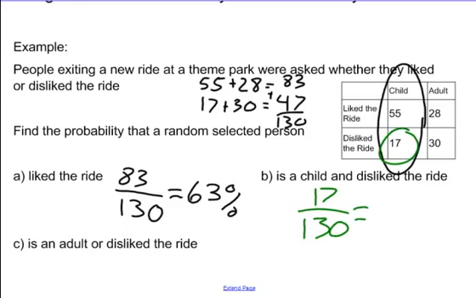And if you do the fraction, 17 divided by 130 is going to be about 0.13, multiplied by 100. It's going to be around 13%. Okay?